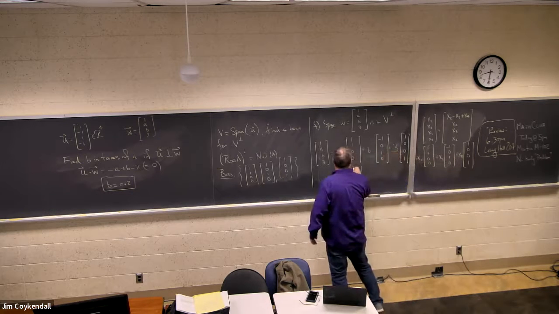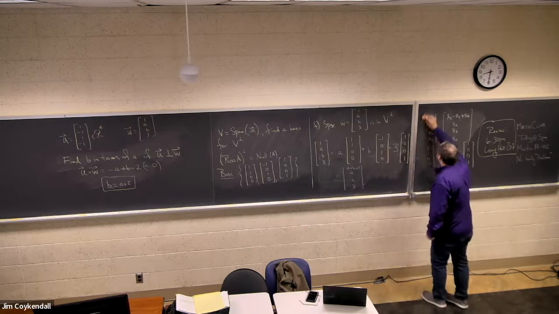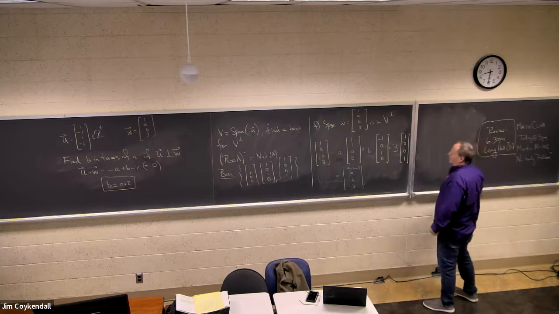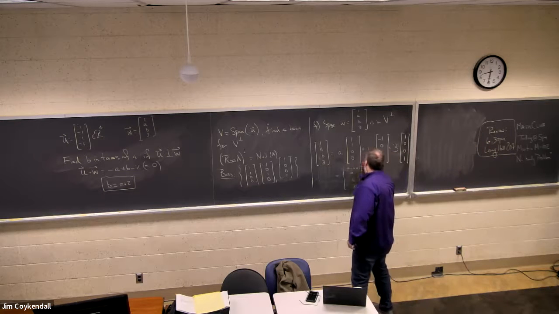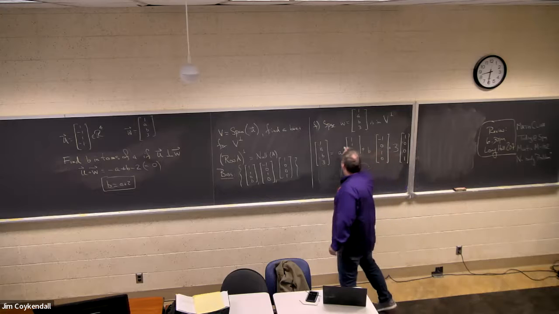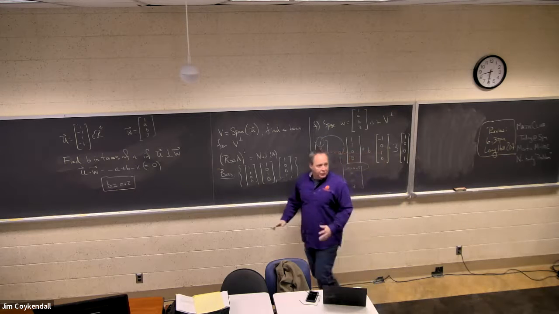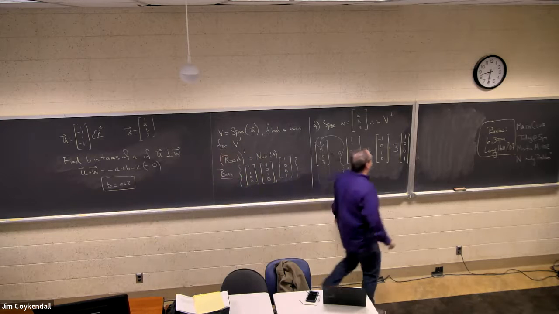A minus B plus C. Everybody agree with that? Now, if W is actually in B perp, what must happen? This thing has to match this thing. Everybody agree with that? Those two have to match. It's in there. And what do I get?